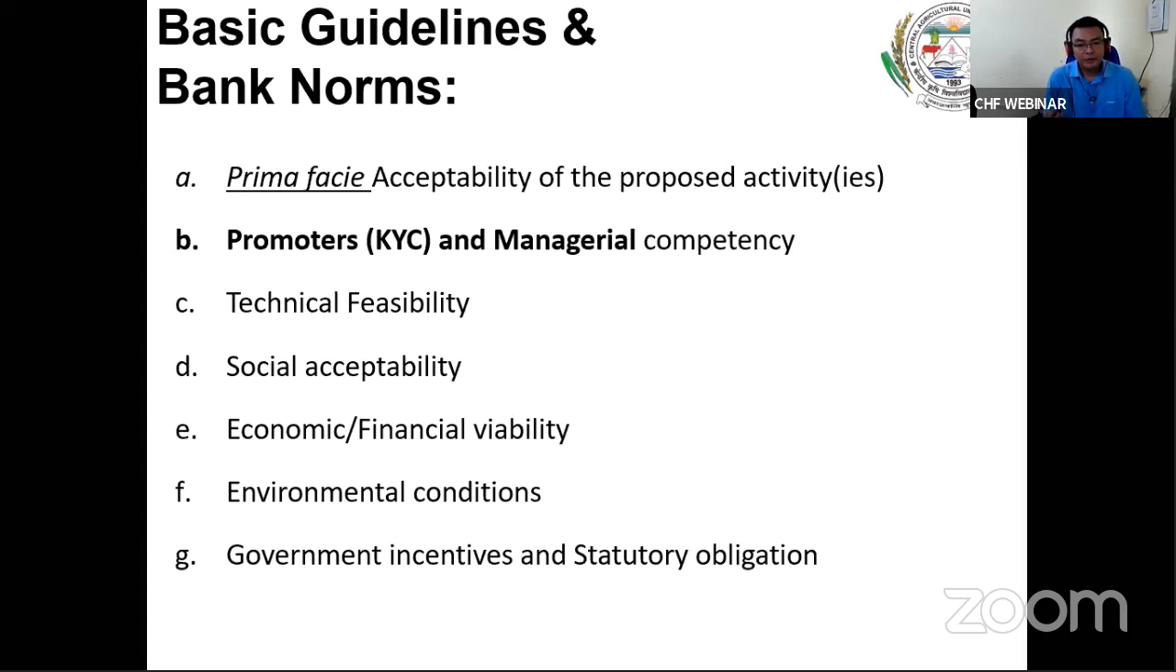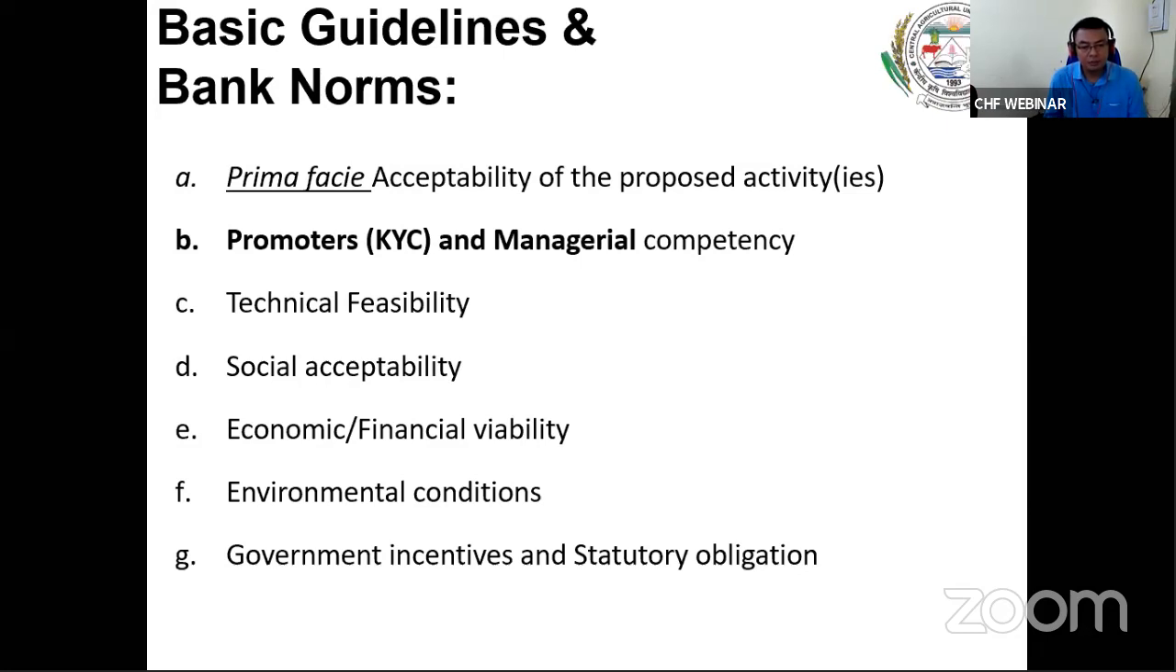I would like to highlight one slide of basic guidelines of the bank norms, which will be accepted by the banker friends. That particular project should be prima facie. That means if they see, they should be ready to accept. This is called prima facie acceptability. The KYC should be very clean. The managerial competency, it should appear that he can do it. The technical feasibility part, all the sessions have been focusing on that.